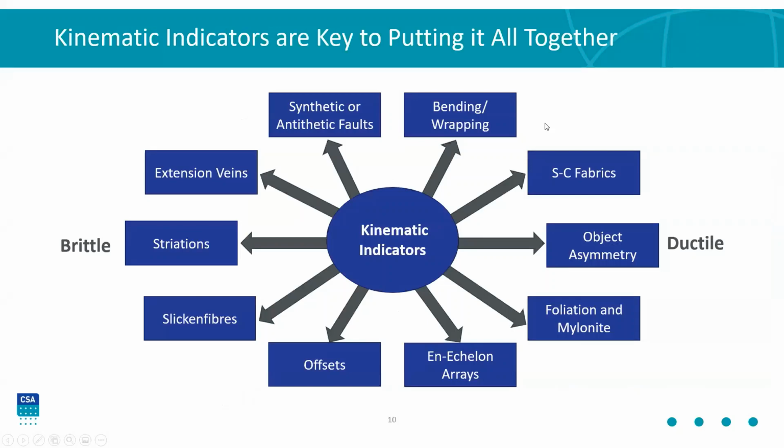The next really important principle, and this is the key to putting it all together, is kinematic indicators. There are lots of them, and you need to try and understand all of them and how they form in order to piece your system together. We've obviously got the ductile ones like SC fabrics, bending or wrapping of fabrics, object asymmetry, moving through to your more brittle structures such as extensional veins, fibers, offsets, etc.